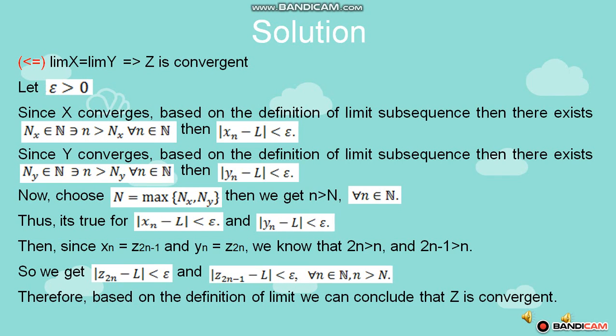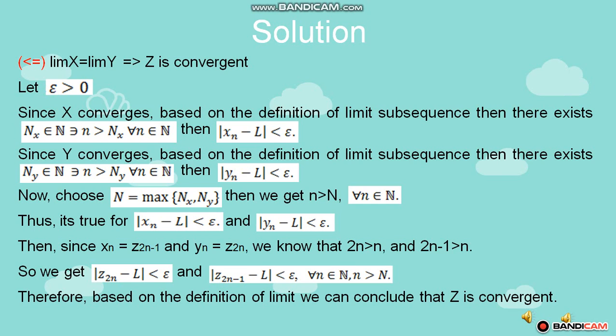Then, for the next part, we show from the right side to the left side. That is, we have limit big X equals limit big Y, then big Z is convergent. Suppose epsilon is greater than 0. Since big X converges, then based on the definition of limit, there exists big Nx, an element of natural numbers, such that for n greater than big Nx, for every n element of natural numbers, the absolute value of xn minus L is less than epsilon. We also have this for Y.